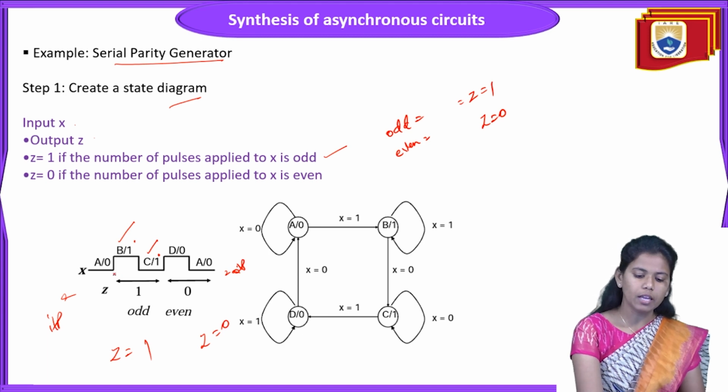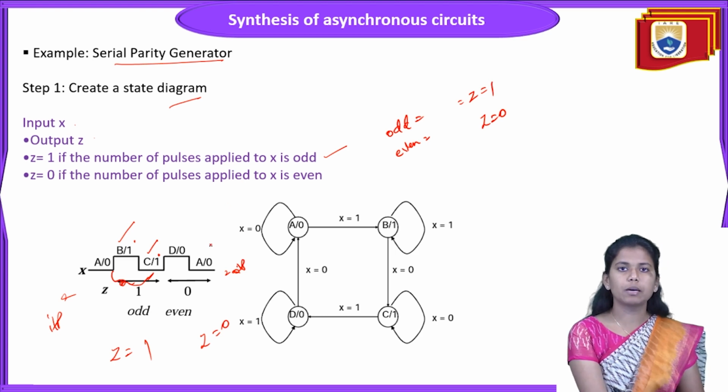This is nothing but the parity, the even and odd. For example, when Z is equal to 1, the number of pulses applied to X is odd, right?